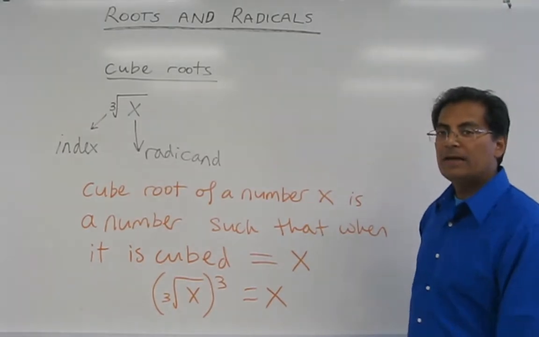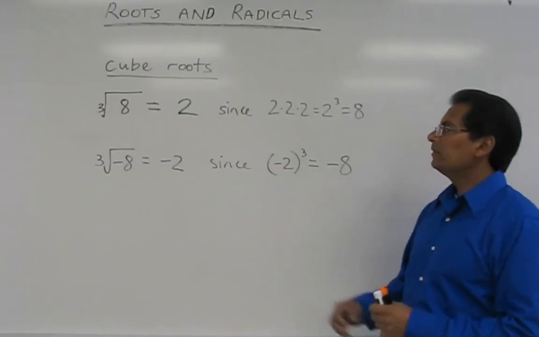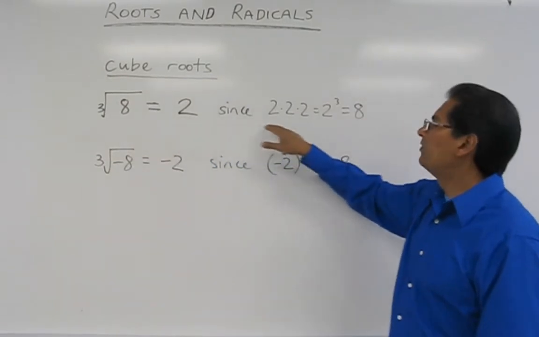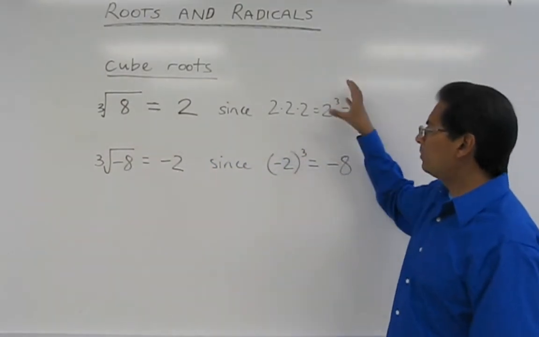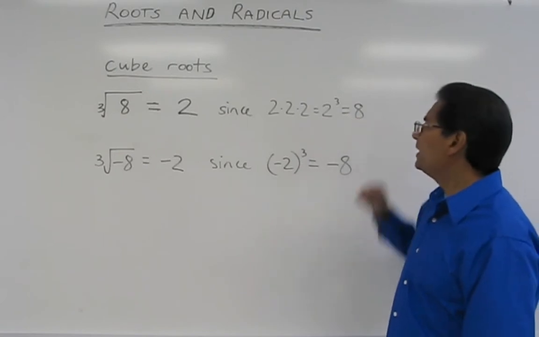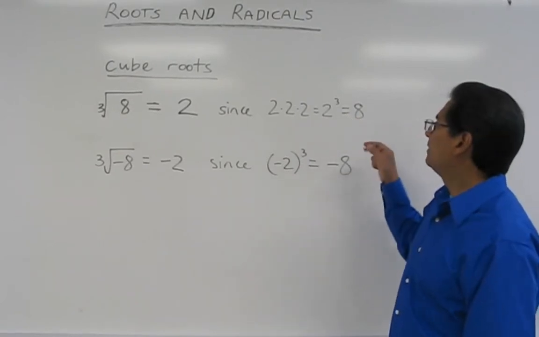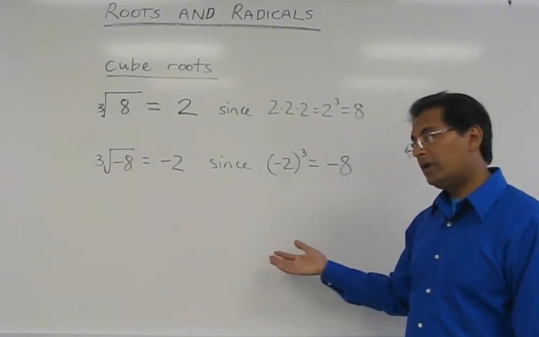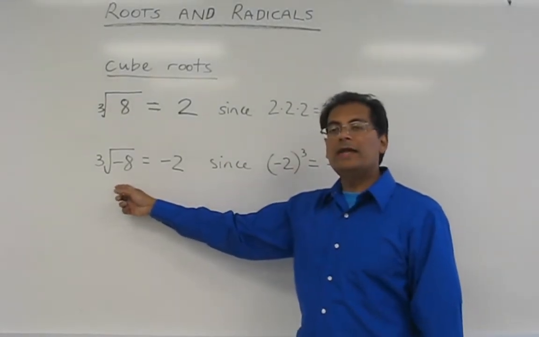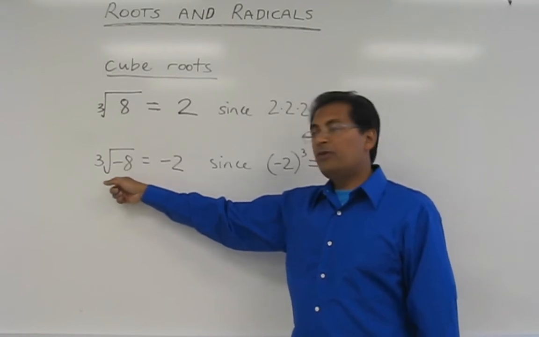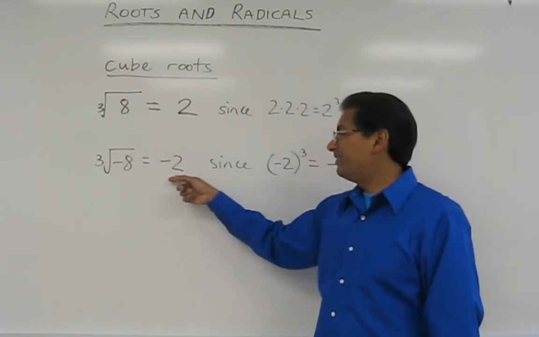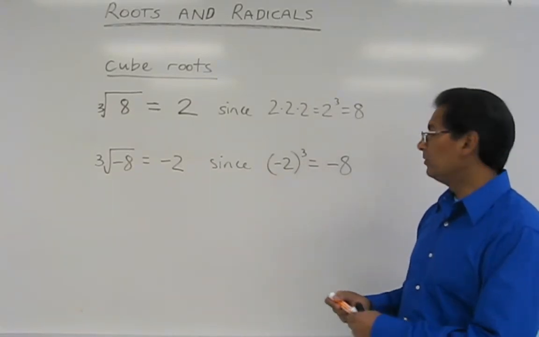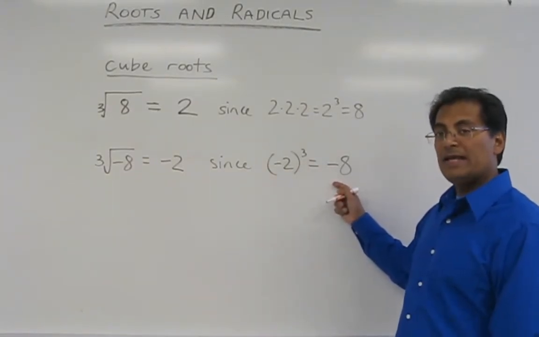Let's take a few examples. So, if we want the cube root of 8, that's 2. Why? Because 2 times 2 times 2, 2 to the 3 power, 2 cubed gives me 8. So the cube root of 8 is 2. Similarly, and slightly different from the square root, we can cube root negative numbers. The cube root of negative 8, for example, is negative 2. Why? Because negative 2 times negative 2 times negative 2 will give me that negative 8.